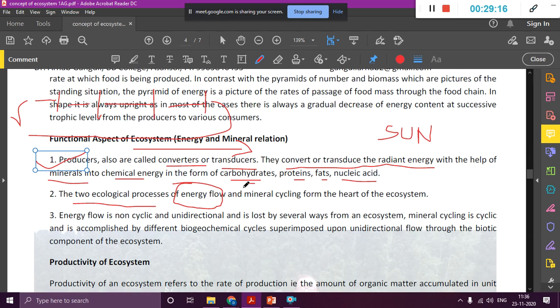And then you have the mineral cycling. That is, you have a water cycle, you have an oxygen cycle, you have a sulfur cycle, you have a phosphorus cycle. You have read all these cycles in your 11 and 12. That is mineral cycling. That is the water which is present in the lakes, they evaporate, they make clouds, then again rain, it falls into the rivers, all these things. This is basically a water cycle.